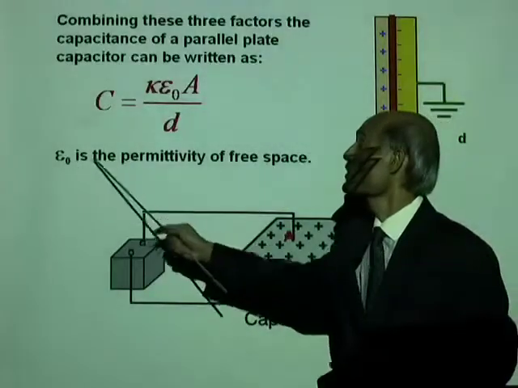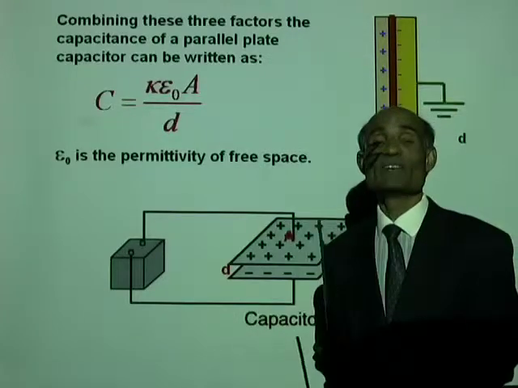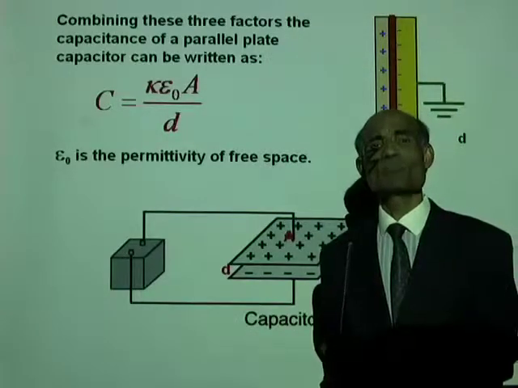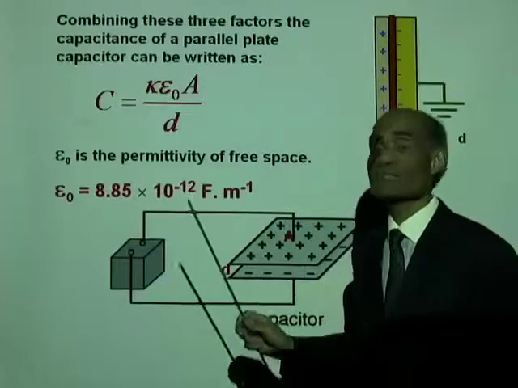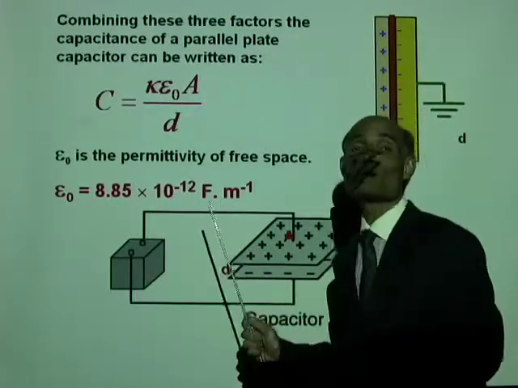And you know epsilon naught is the permittivity of free space. And what's its value? 8.85 times 10 to the negative 12 farad per meter.